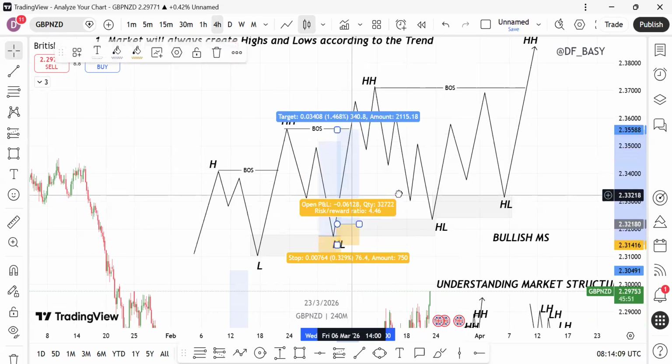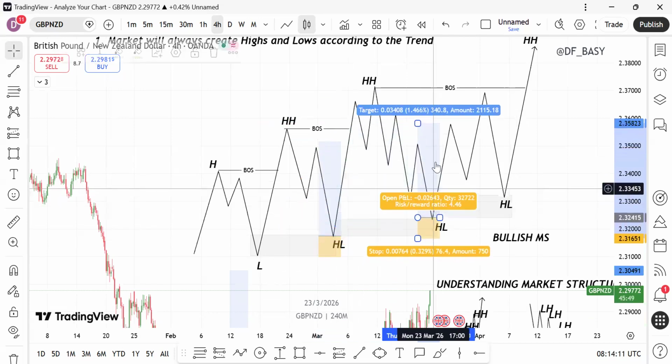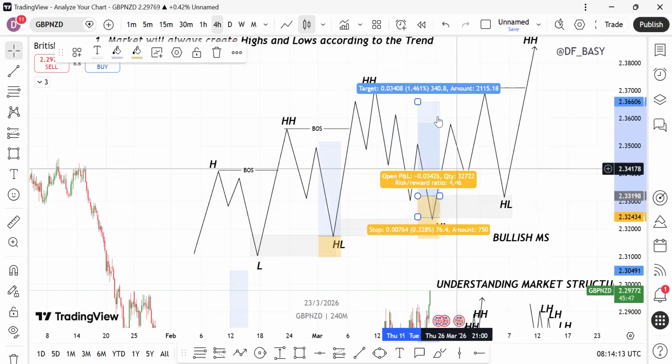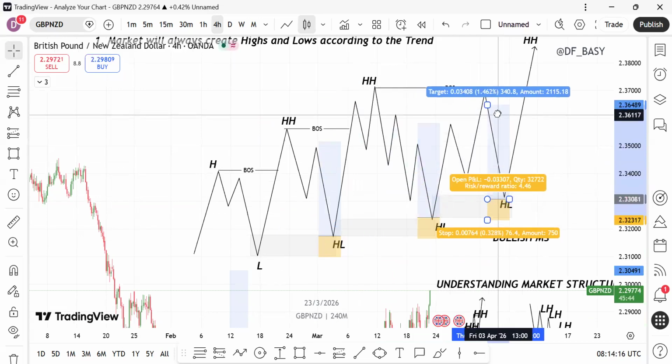Taking these buys, taking these buys, I'll be taking buys here.